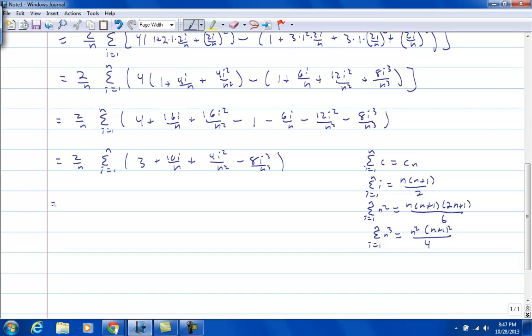So we're going to have this 2 over n still out front. Now, this sum of 3 is going to make it 3n. The sum for the next term is going to be 10 over n. Essentially 10 over n is just a coefficient. We're looking at the sum of the i. It's going to be n times n plus 1 over 2.